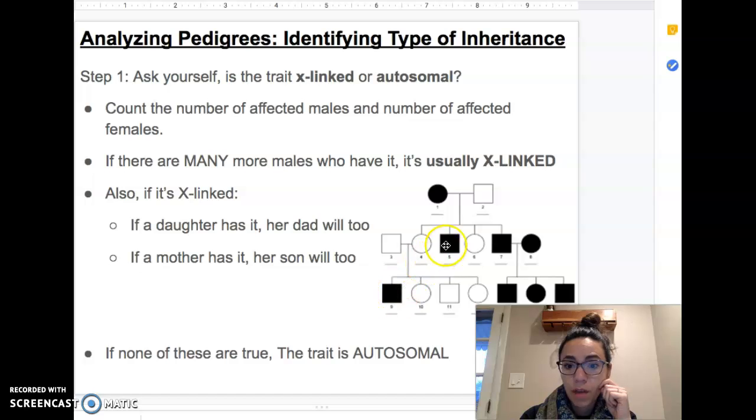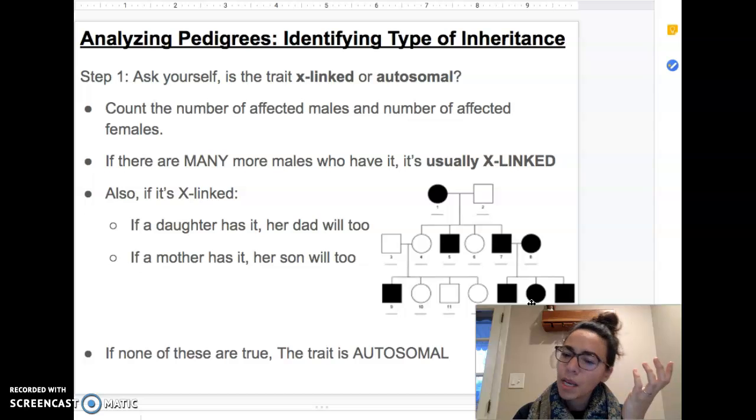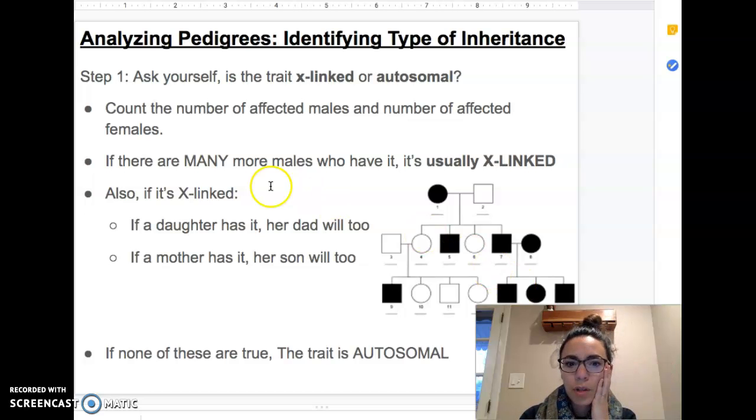In this case, we've got 5 males that have the disease, 3 females. So there are more males, but there's not that many more males. So let's look at a couple other things that'll help us figure this out. If it's X-linked, if a daughter has it, her dad will too. Okay, so let's look at the daughters. This daughter has it, and her dad does. This daughter has it, but we don't know what her father has because her father's not on here. She's the spouse of this male.